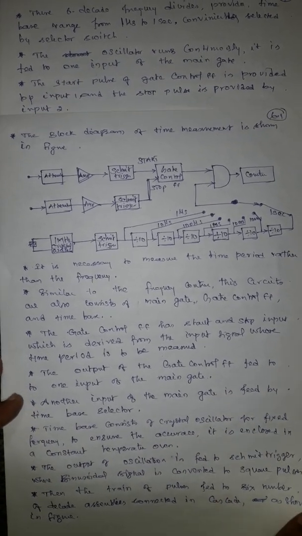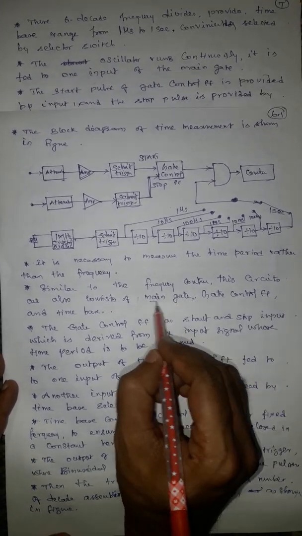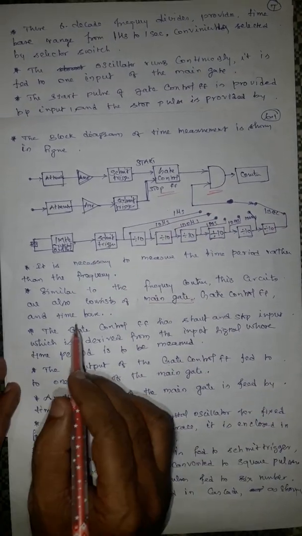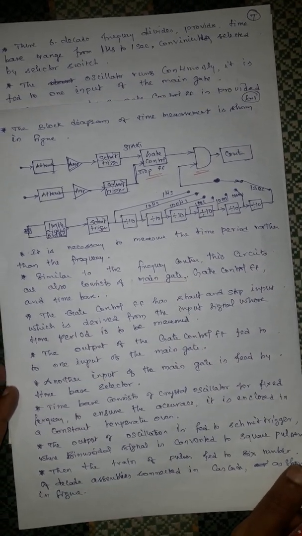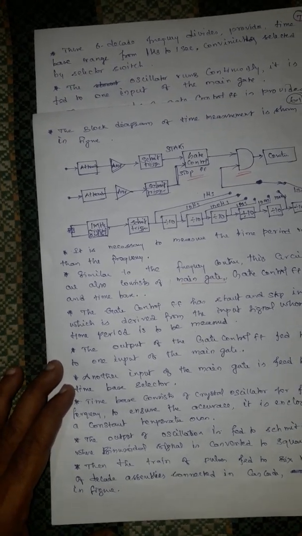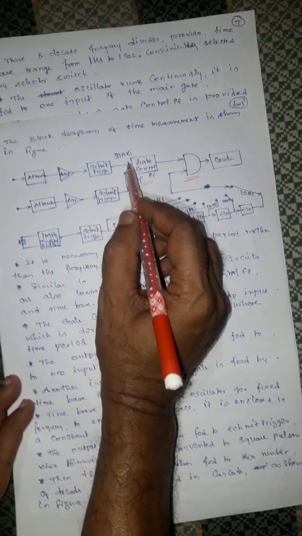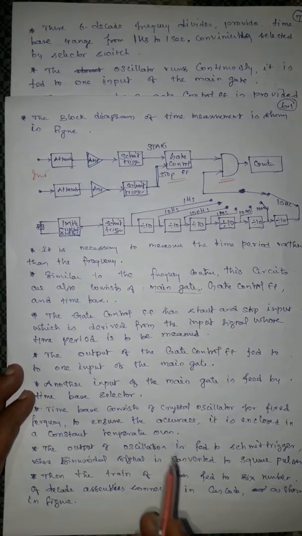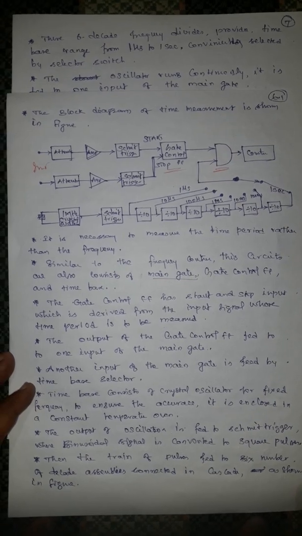Similar to the frequency counter, this circuit also consists of a main gate, this one, the gate control FF, this one, and a time based selector, this one. The gate control FF has a start and stop input which is derived from the input signal whose time period is to be measured. It has a start and stop signal from the input to be measured. The output of the gate control FF is fed to one input of the main gate.